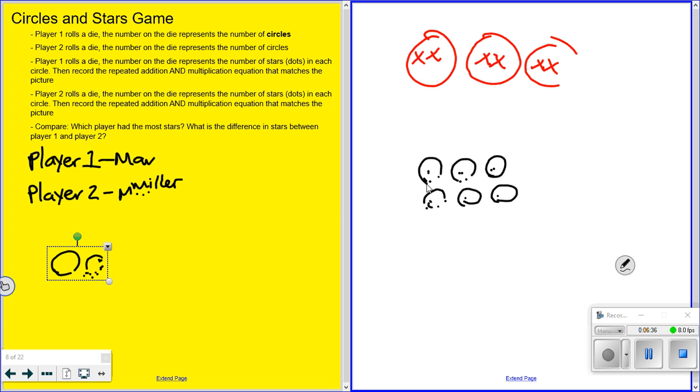Now, one last one. Which player had the most stars or dots or whatever it is that you are counting? What is the difference in stars between player 1 and player 2? So, if I am trying to count my stars, or in this case, X's, I'm going to write this equation. 2 plus 2 plus 2 equals, what is 2 plus 2 plus 2 equal? 6.